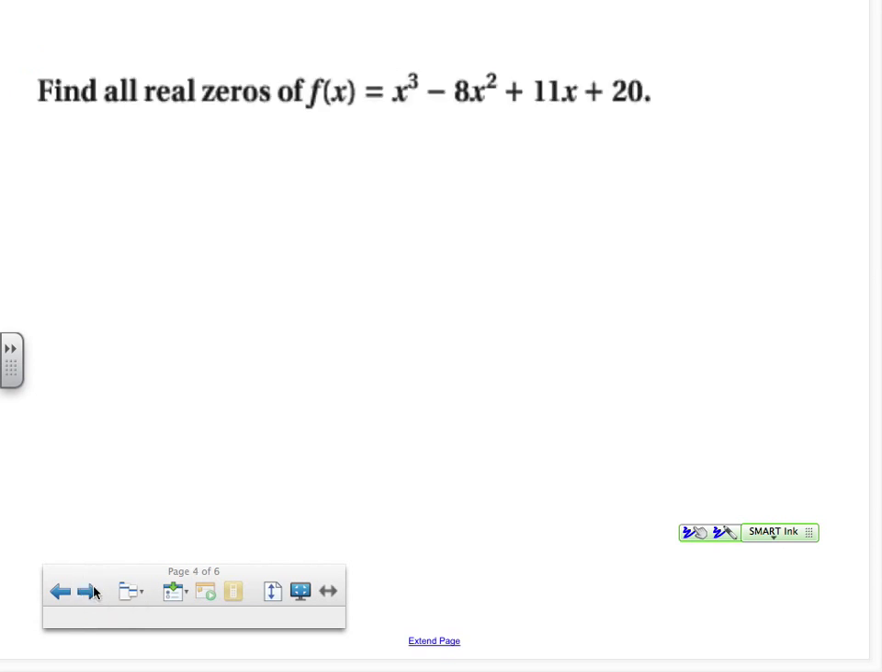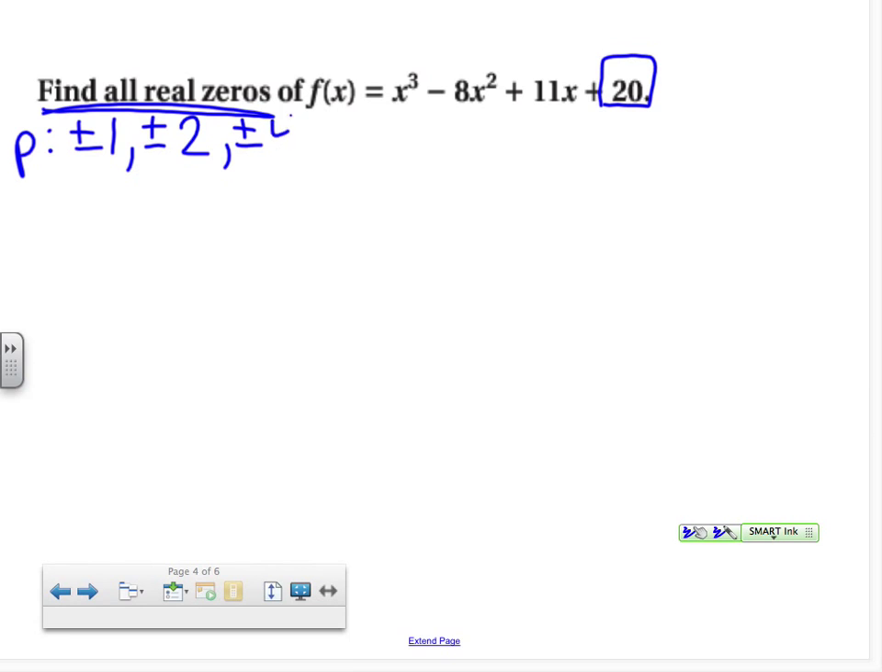Okay, so now we're going to look at finding those potential zeros and then looking through them and deciding which ones are actual zeros. So finding all the real zeros or the actual zeros of this function. So first we need to look at all the potential ones. So remember, I look at the constant and those factors. So I'm looking at plus or minus 1, plus or minus 2, plus or minus 4, plus or minus 5, plus or minus 10, and plus or minus 20.